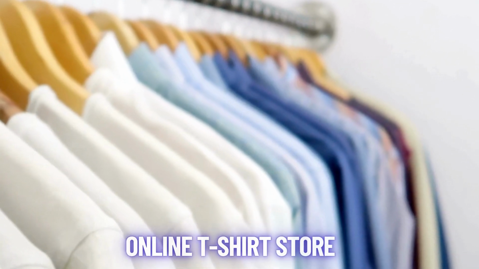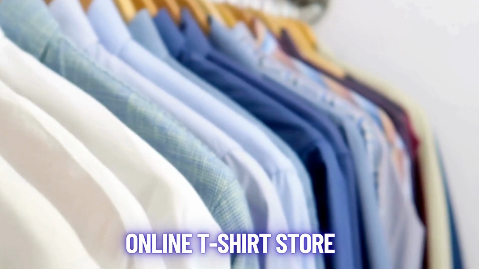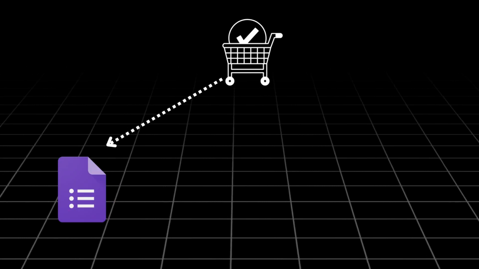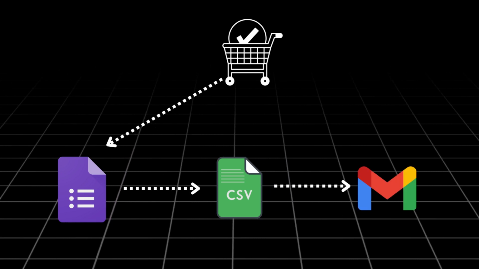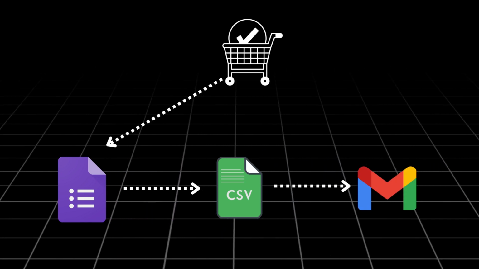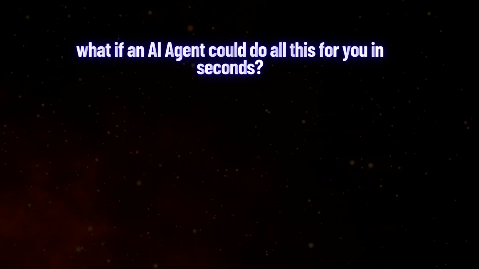You're running an online t-shirt store. Every day, you get orders through a Google form. You update an Excel sheet, you manually email customers to confirm their order, and you message your team on Slack. And honestly, it's exhausting. But what if an AI agent could do all this for you in seconds?